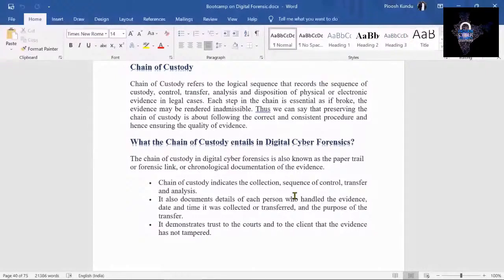Now, what is the chain of custody in digital cyber forensics? It is also known as the paper trail of the forensic link, or the chronological documentation of the evidence. The chain of custody indicates the collection, sequence of control, transfer, and analysis. It also documents details of each person who handled the evidence, and the date and time it was collected and transferred. Its purpose is to demonstrate to the courts and the client that the evidence has not been tampered with.